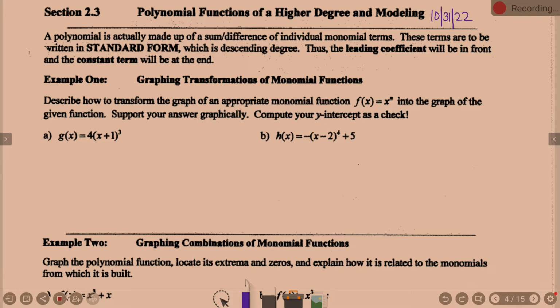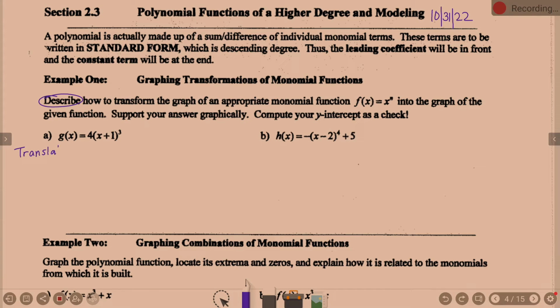Okay, we're going to translate left 1, because a plus 1 in the parentheses is left or right opposite the sign. And the 4 out front says we're going to have a vertical stretch by a factor of 4. Sounds right? Now, I will say, and we should probably always do this, when I write my descriptions, because the first thing it does say here is to describe, I'm going to say that we're doing this to the y equals x cubed graph. So we're going to translate it, and we're going to vertically stretch.